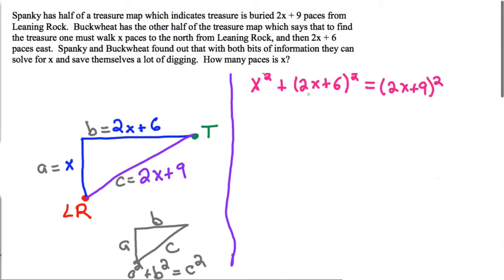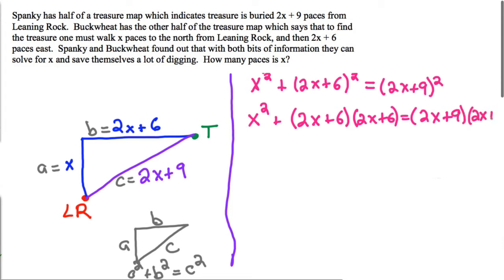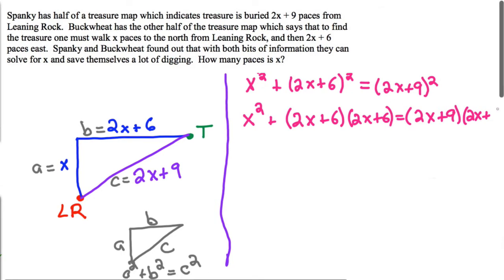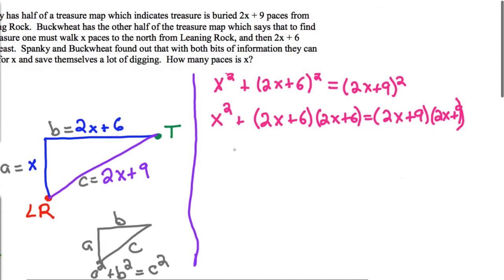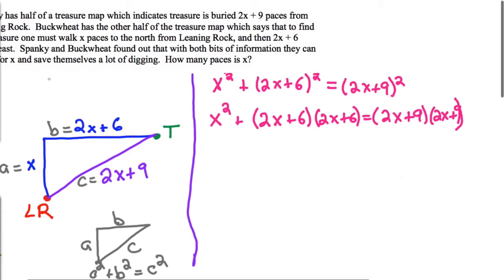Okay, now you have to be really careful with this part right here. So I have x squared plus (2x plus 6) squared, which is 2x plus 6 times 2x plus 6. So make sure you're careful with that. And that equals (2x plus 9) squared, which is 2x plus 9 times 2x plus 9. Okay, so then to solve this, let's distribute and combine like terms.